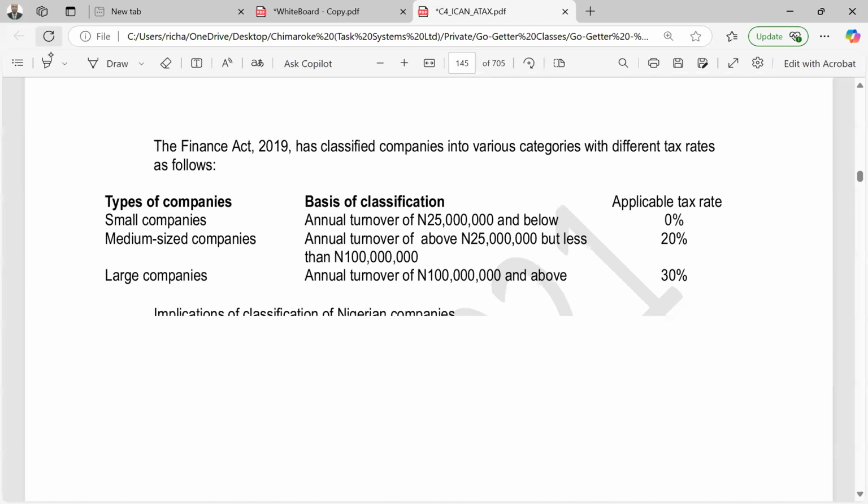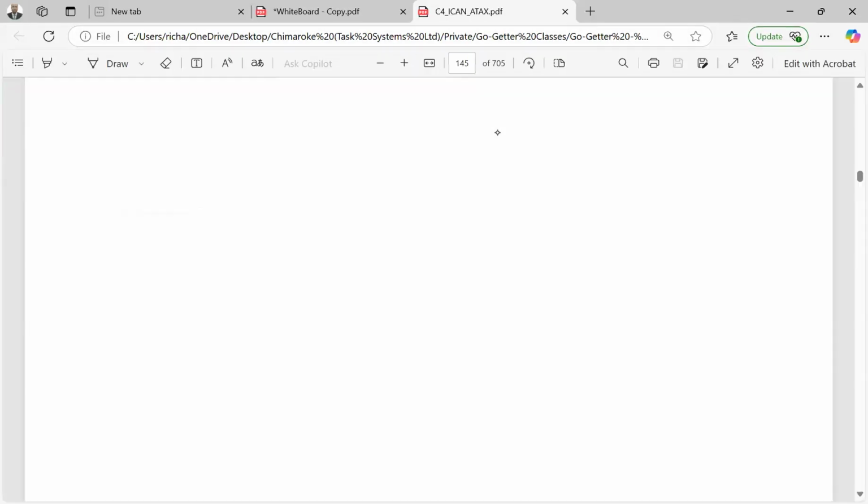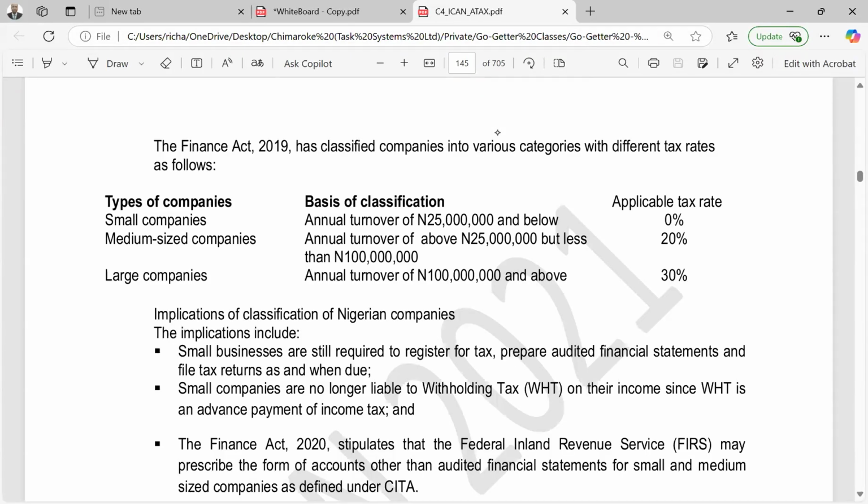Let me see what's happening. Why is this showing me a blank screen? Just a moment. All right.